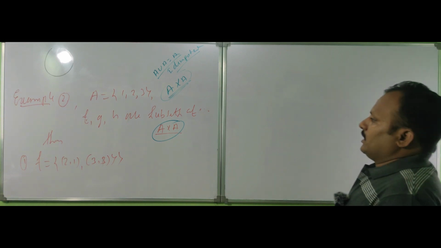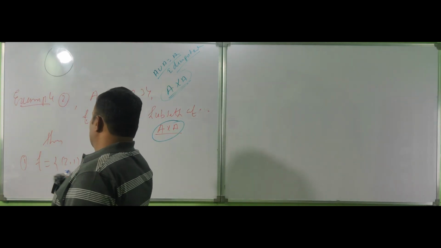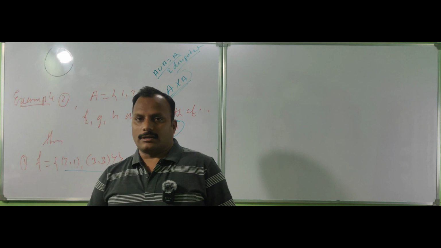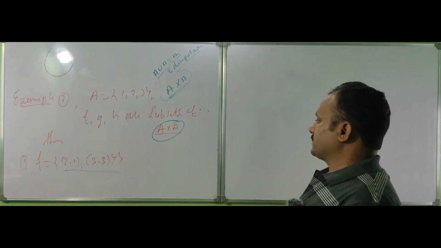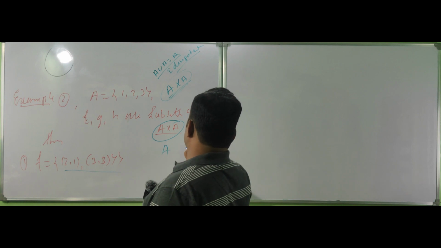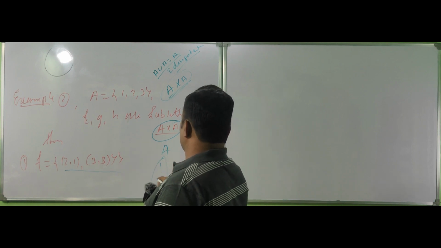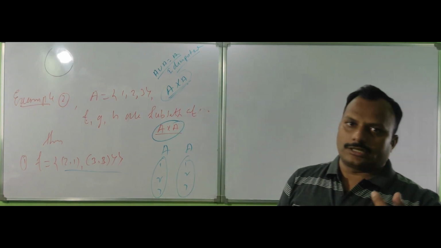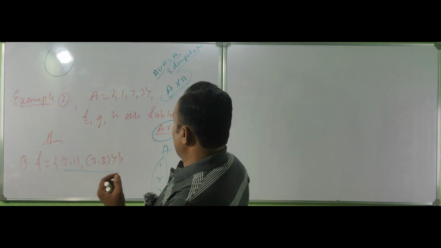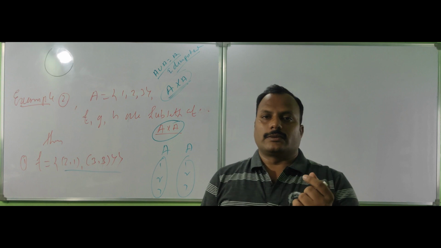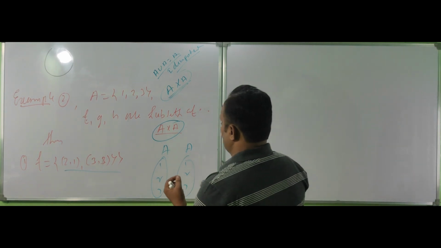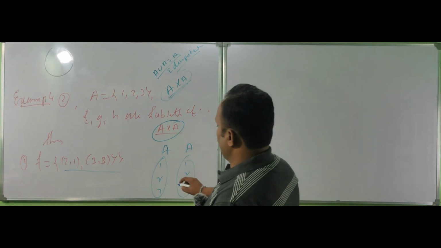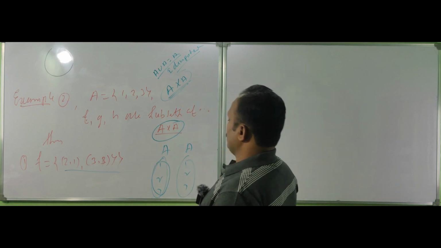F, G, H are subsets of A cross B, given as different relations F, G and H. First they ask whether F is a function or not. What is our condition for a function? This is A and this is A, 1, 2, 3 and 1, 2, 3. What is our first condition? Distinct elements of set A should have distinct images in set B, and this should be exhaustive. All elements should be utilized.